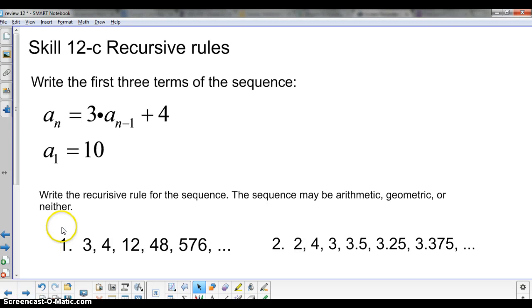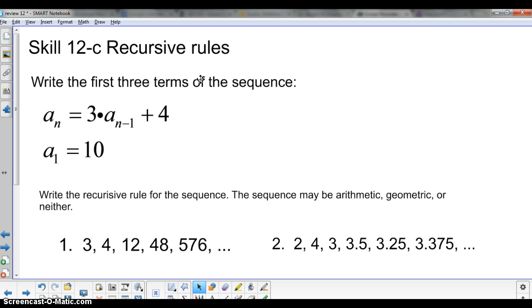All right, we're back with part 2 here. Skill 12C. This is the last skill of chapter 12. We're looking at recursive rules. So these are rules where we need to rely on the previous term or terms. And so we have some notation that is going to be really important. You have to have the notation correct.